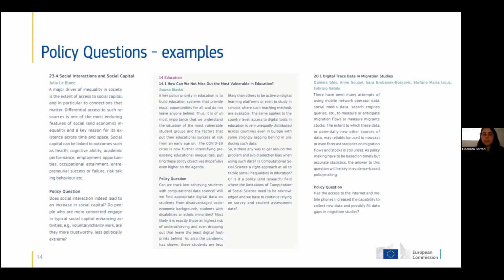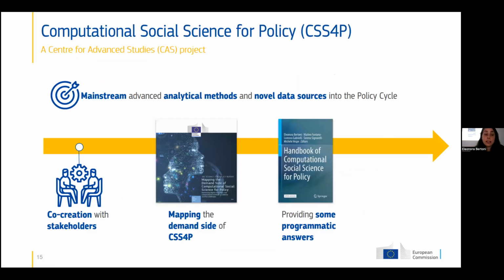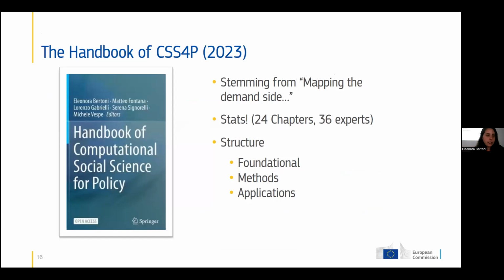That was just an example of the exercise that we did, and of course in the publication you can find many more. So the next step, after collecting all the policy questions, the natural way to go is, we have all those questions, let's try to provide some programmatic answers. And there is where the handbook was born. I just have a hard copy here for the lucky ones who are in presence. Of course, it's an open access publication and you can find it on Springer anyway.